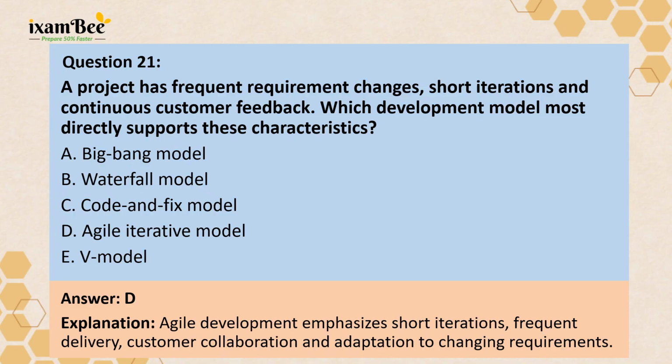Every keyword in this question, which is frequent requirement changes, short iterations, continuous customer feedback, points straight to Agile. Agile development is built specifically around short, repeatable iterations or sprints with the customer actively involved throughout, so requirement changes get absorbed smoothly rather than derailing the whole project. Compare that with waterfall or the V model, both of which lock in requirements early and don't handle mid-project changes gracefully. They are much more rigid, sequential approaches. So the model that most directly supports this scenario is D, the Agile Iterative Model.